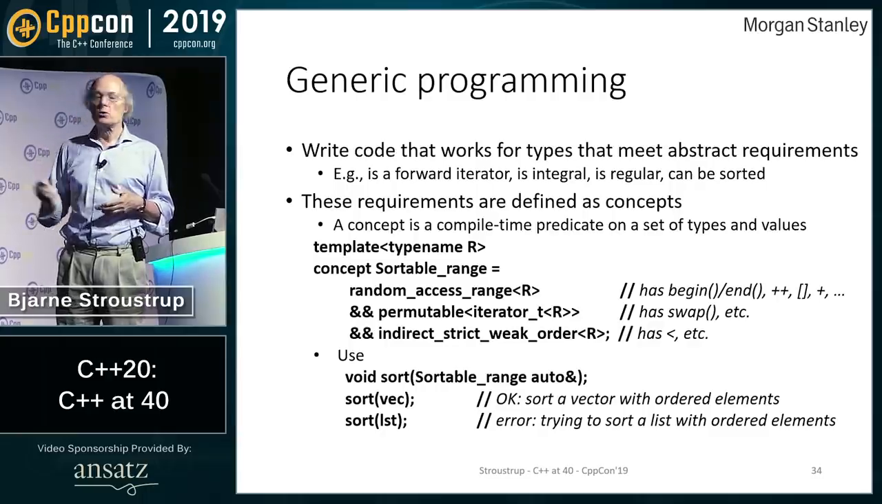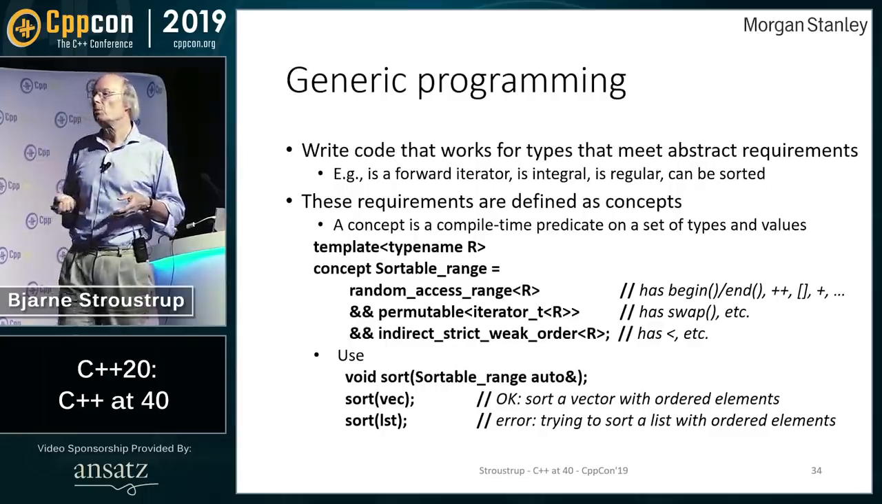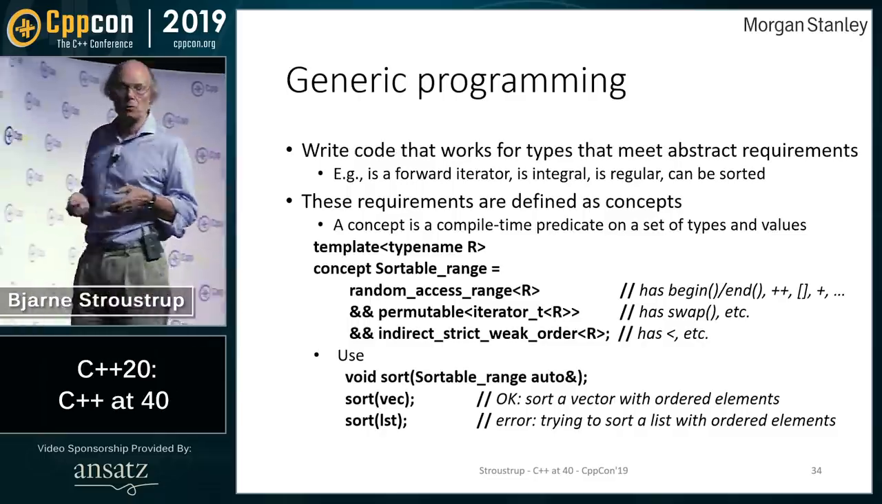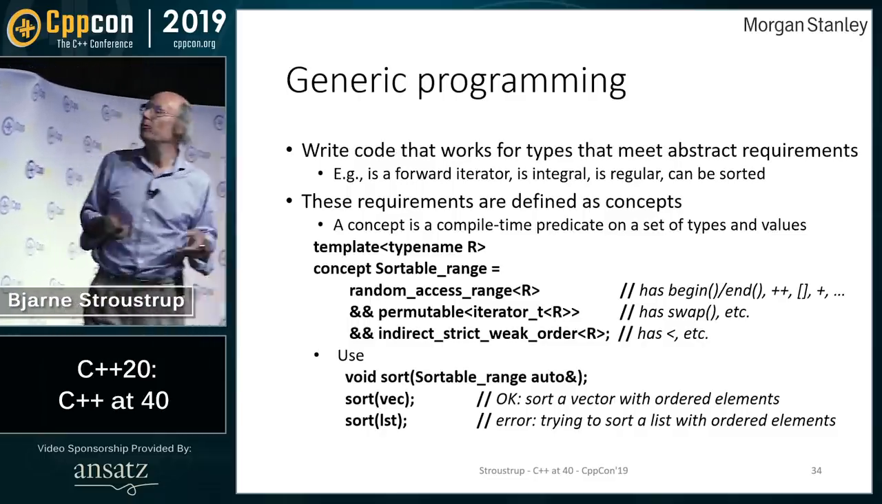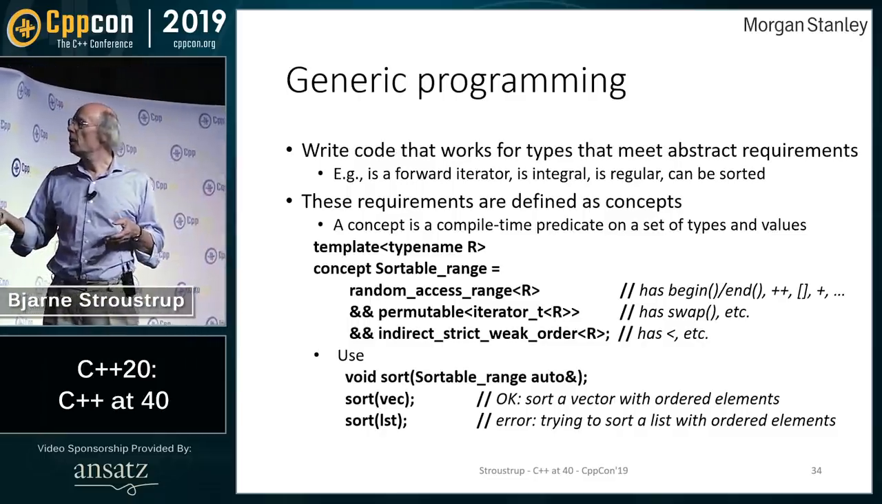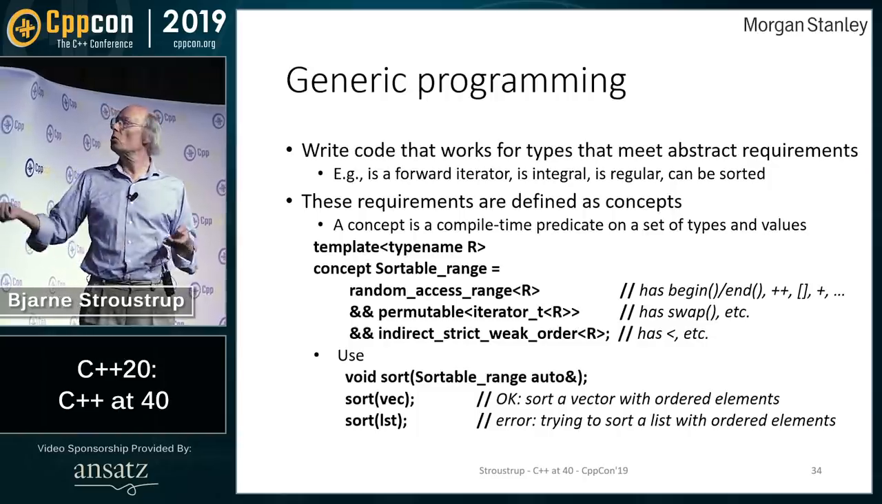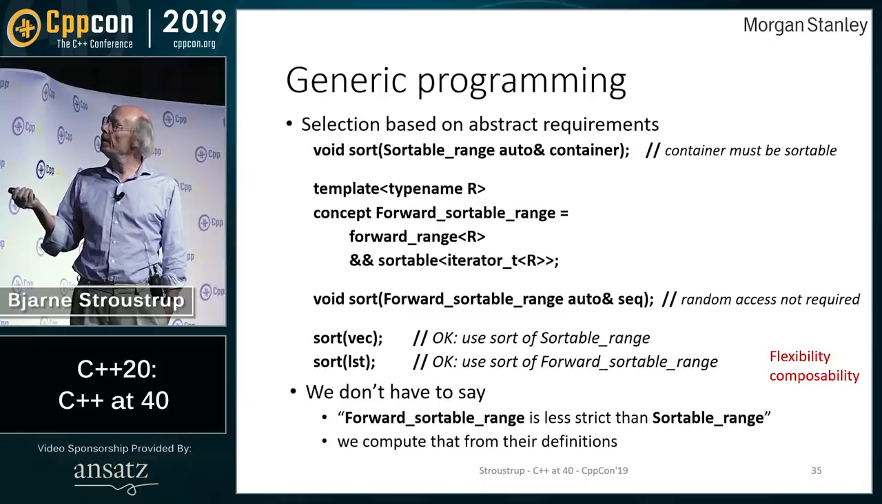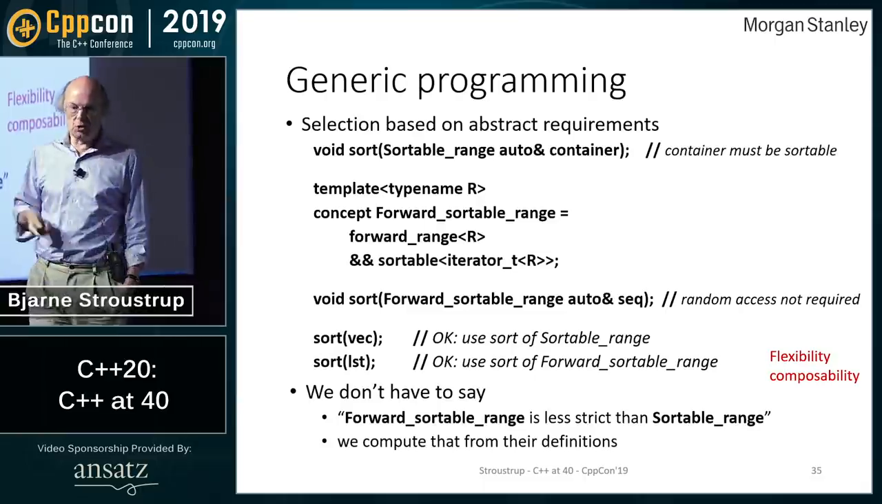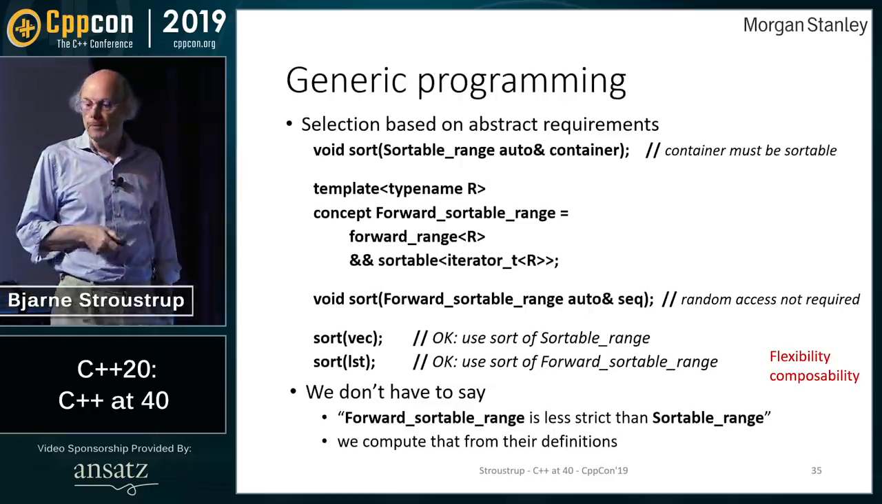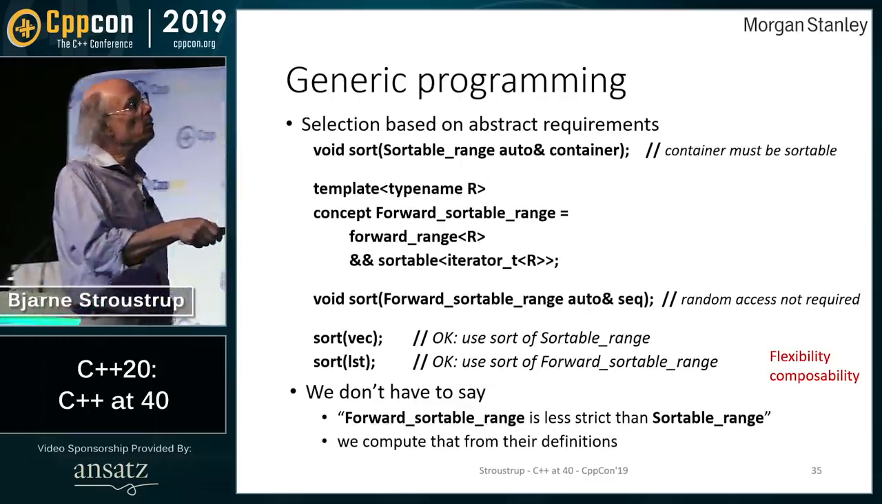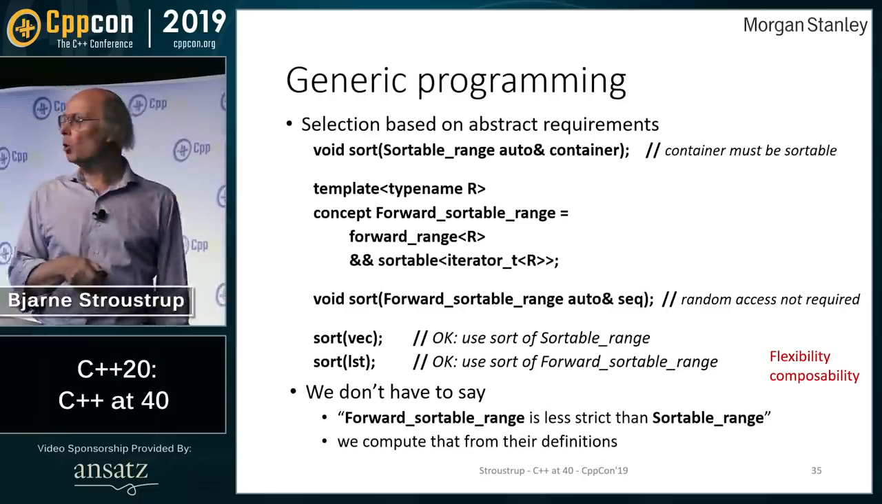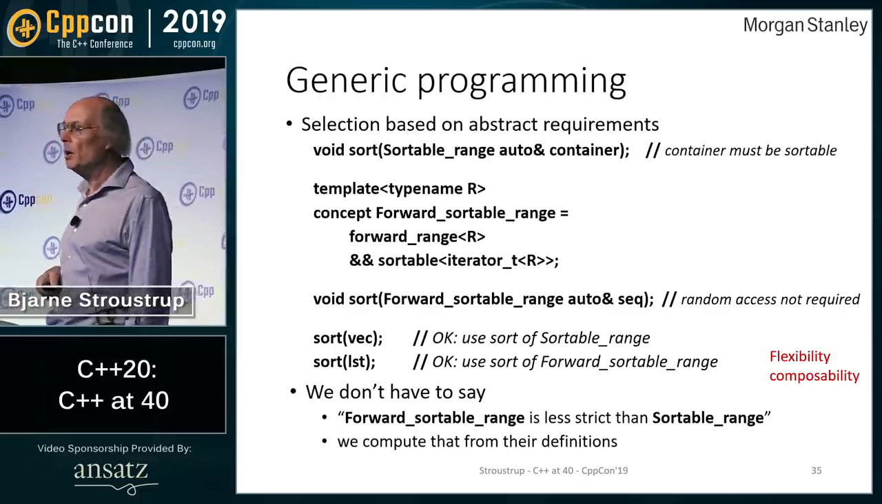I've been wanting to write sort of vec in standard C++ for ages. I've had to fake it so far. We do better. But anyway, what if I really wanted to sort the list? Well, I can define a forward sortable range, which basically is just a forward range, and it has iterators that can be used for sorting against standard. And now I define my own forward sortable range.